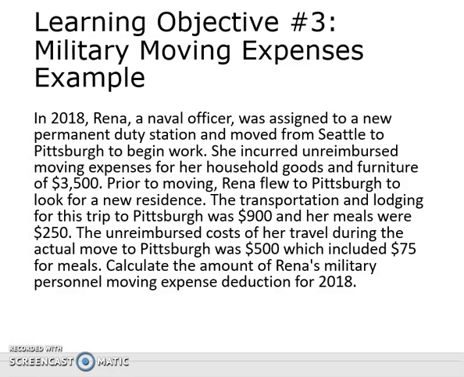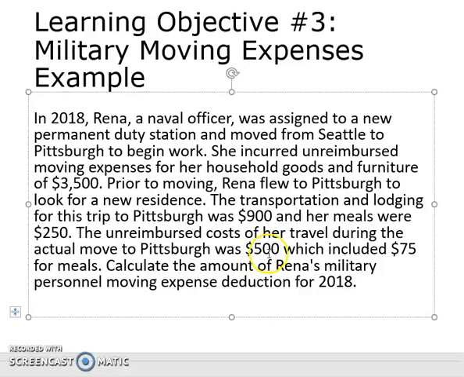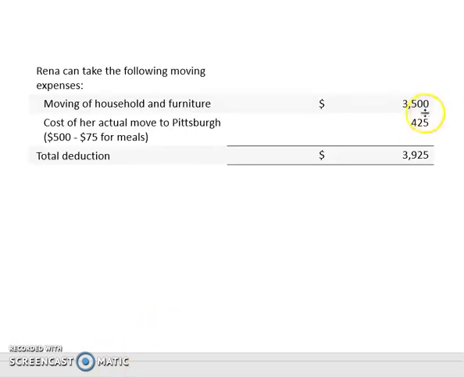So we need to calculate the amount of Rena's military moving expense deduction for 2018. Her moving expenses for her household goods and furniture of $3,500 would be deductible. Her trip prior to moving to look for a new residence would not be deductible. The unreimbursed cost of her travel was $500, however, that included $75 for meals. Since meals are not deductible, we would need to subtract the $75 from the $500 to give us her total moving expenses for her actual move to Pittsburgh of $425, plus the moving cost of her household goods and furniture, to give us a total deduction of $3,925.